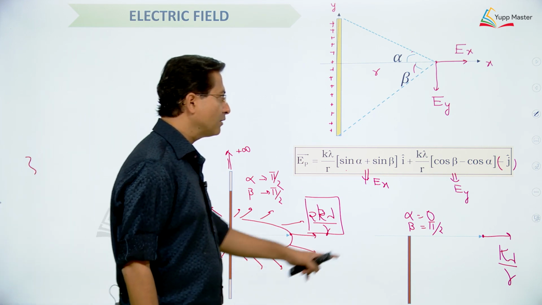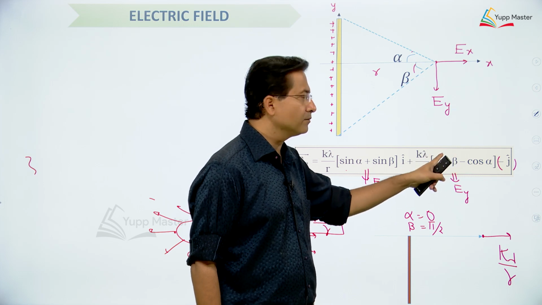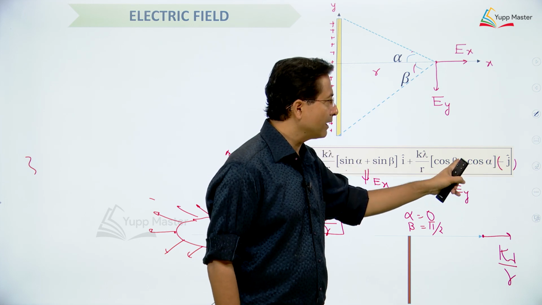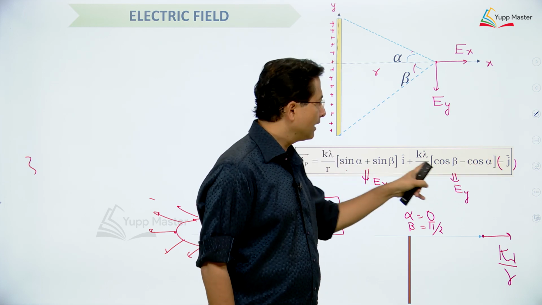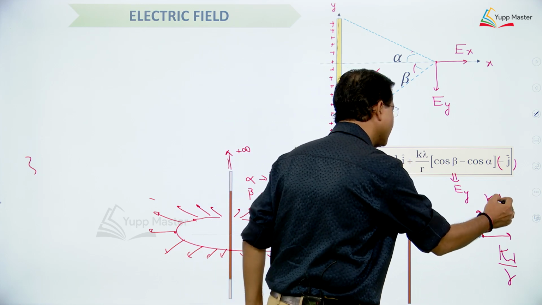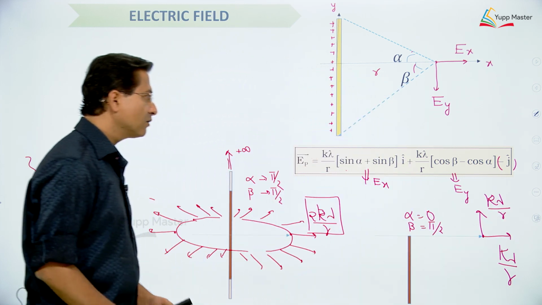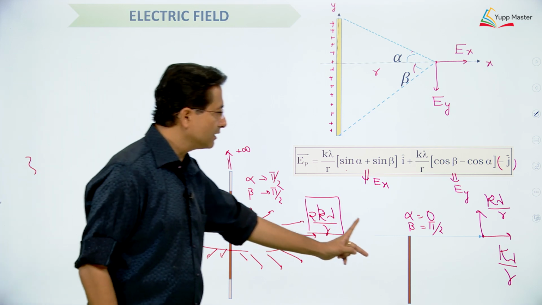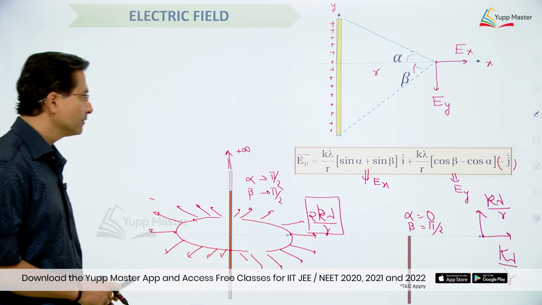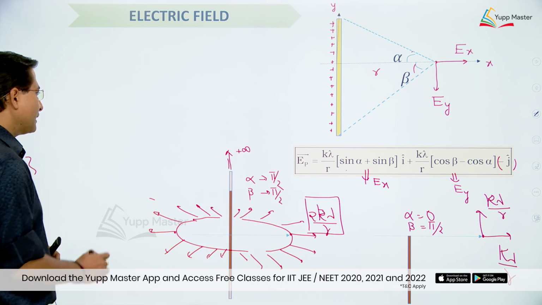Now if you substitute alpha is equal to 0 and beta is equal to pi by 2, this value will become 0, and for alpha equal to 0 this value will become 1, this minus and this minus will make it plus, and the value will be k lambda by r. So the y component will be k lambda by r. The resultant of these two here will be in this direction, right? So if I take a semi-infinite wire, the field in space will be something like this.